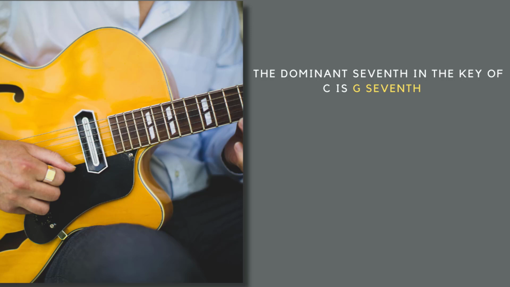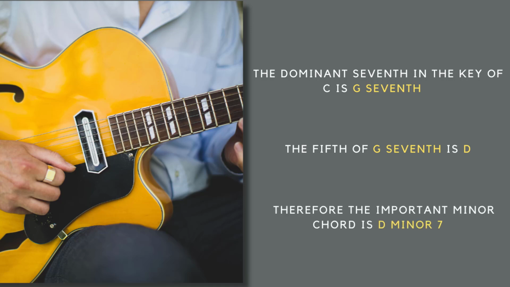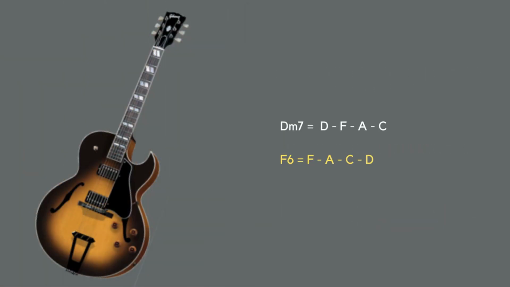The dominant 7th of the key of C is G7th. The 5th of G7th is D. Therefore, the important minor chord would be D minor 7. Now here's where we use some of that musical theory that we've been working on. If we thought about D minor 7 in another way, we could say that D minor 7 is an inversion of F6.